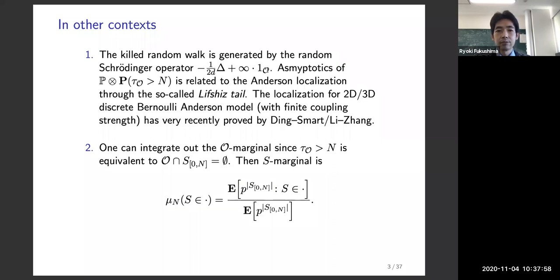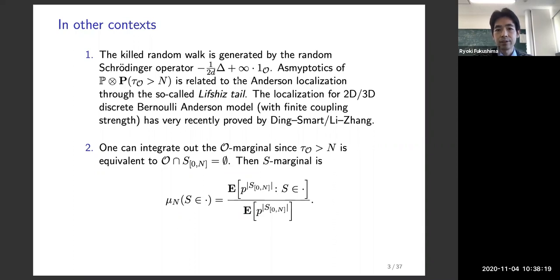For this kind of random Schrödinger operator, there is a famous phenomenon called Anderson localization, which states that if you look at the low-energy spectra, then there are corresponding eigenfunctions in L^2, and in a sense they are localized.